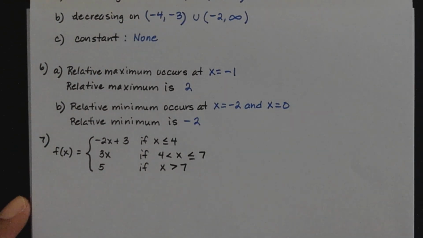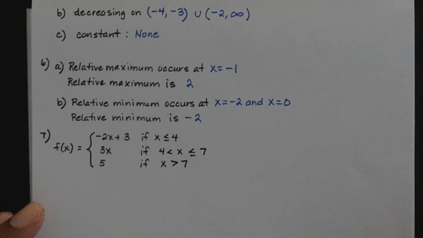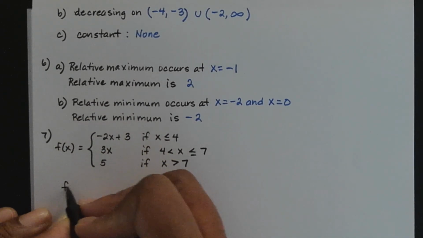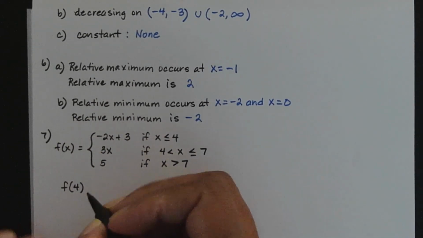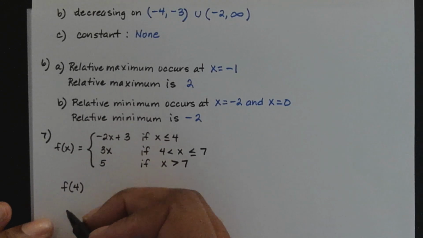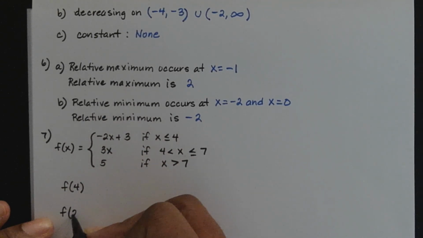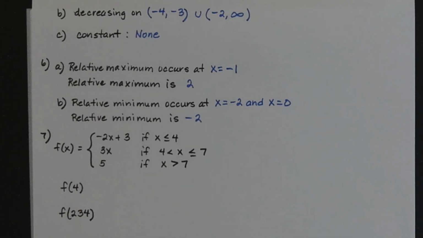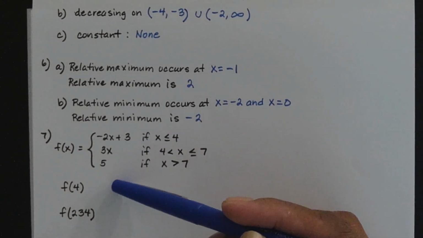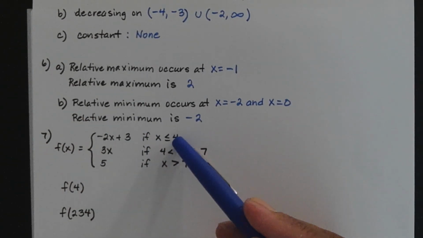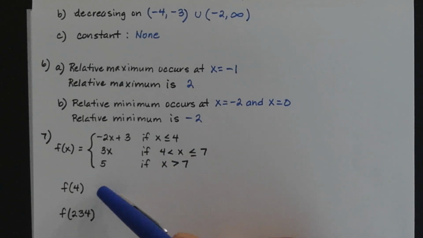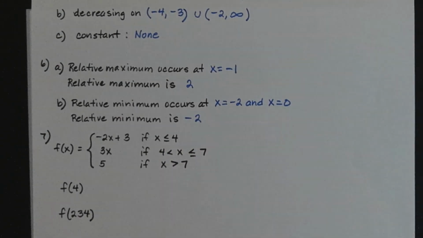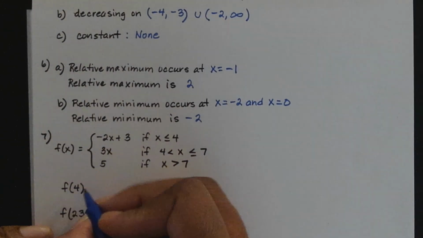So we're going to use that piecewise function to find f of 4 and also f of 234. So for f of 4, which one do we use? The one on the top or the middle or the bottom? The one on the top, because it says x is less than or equal to 4, and we do have the x value of 4. So we use the -2x plus 3.